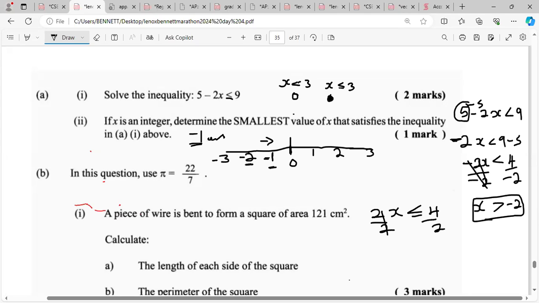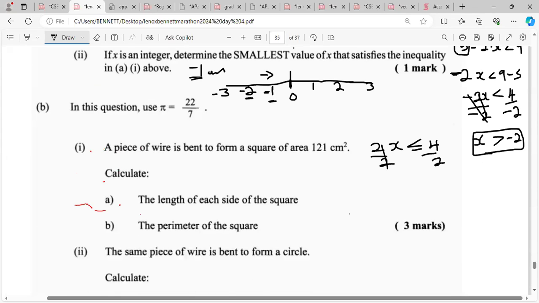All right, let's move on to the next one, which I think is one of the easier versions of area. Normally, guys, in primary school, area and perimeter are easy, but in CXC they're normally tedious. But I think this one is very nice. So say a piece of wire is bent to form a square of area 121 centimeters squared. Calculate the length of each side of the square.